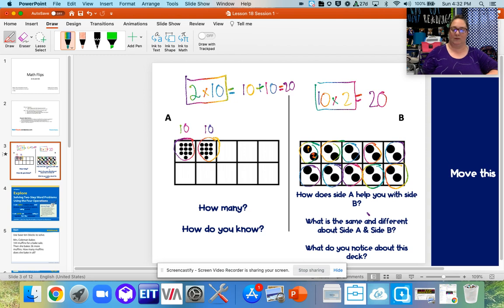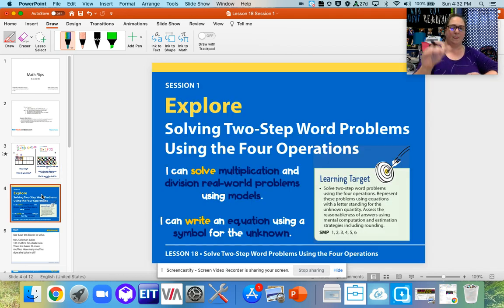What do you notice about this whole deck? That's right. We're doing skip counting by twos, or we could use skip counting by tens. All right, perfect. Okay, so today we're going to be solving two-step word problems using 4 operations. Let's think about the operations we know.